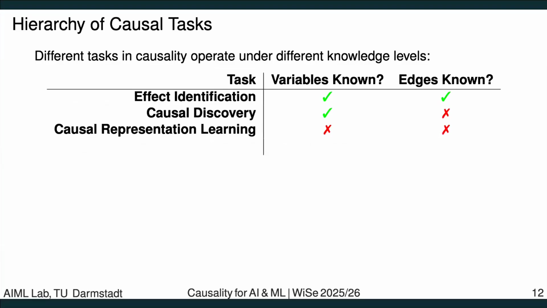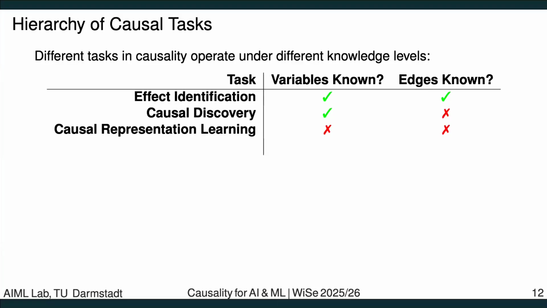So I made a small table. Basically, if we consider the past lectures, causal effect identification assumes that variables and edges are known, or at least partially known. Causal discovery then knows the variables, but doesn't know the edges because that's the task to discover them. And finally, now we are in a scenario where both are missing.